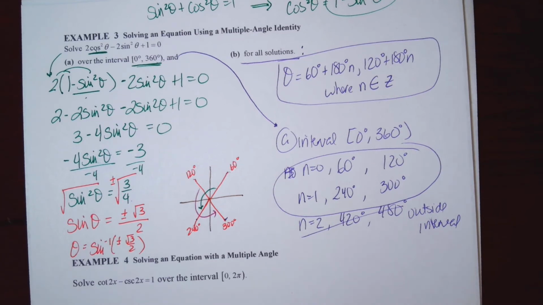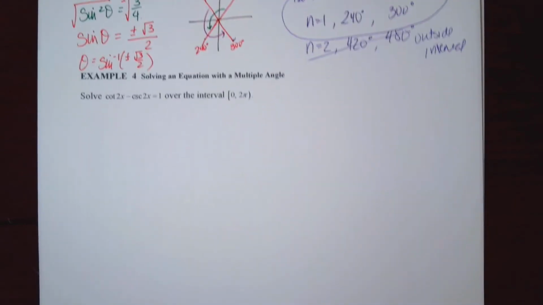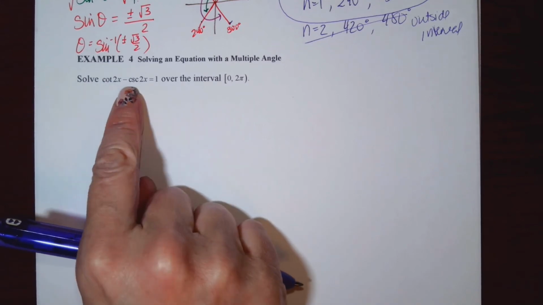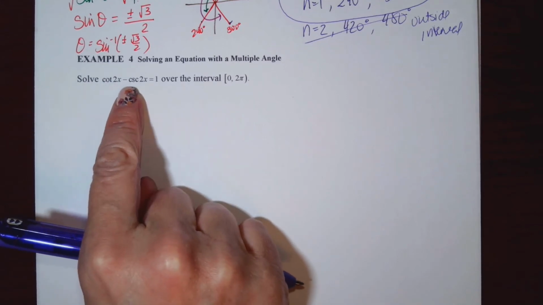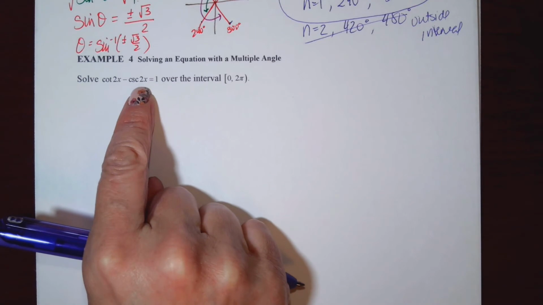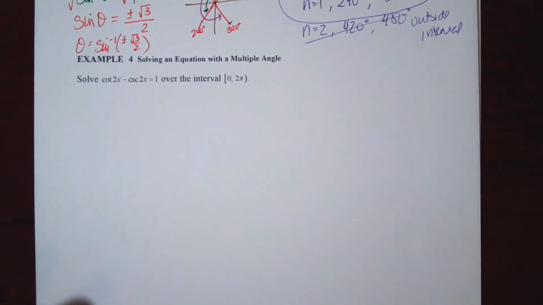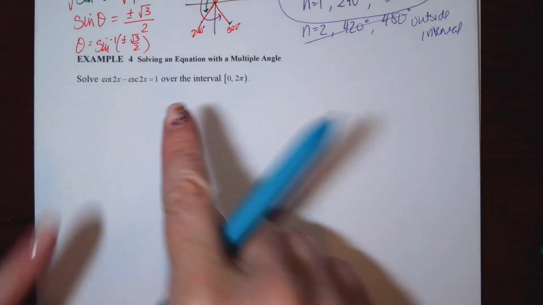All right, one more example here. We're moving right along, doing great. Again, we're solving an equation with a multiple angle. I've got cotangent and I've got cosecant. The arguments match this time. My arguments are both 2x, so I'm going to leave the argument alone. I'm not going to worry about the argument, but I do need to work in just one trig function or the other.